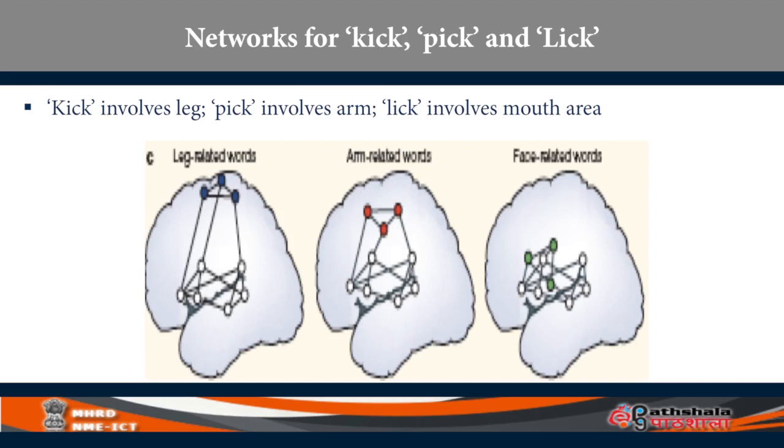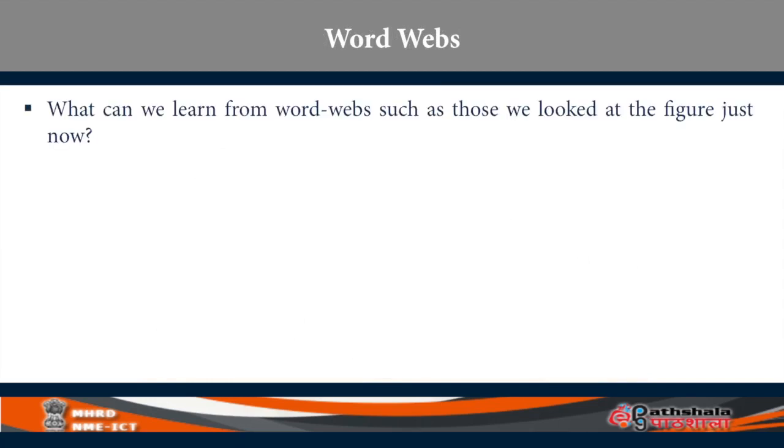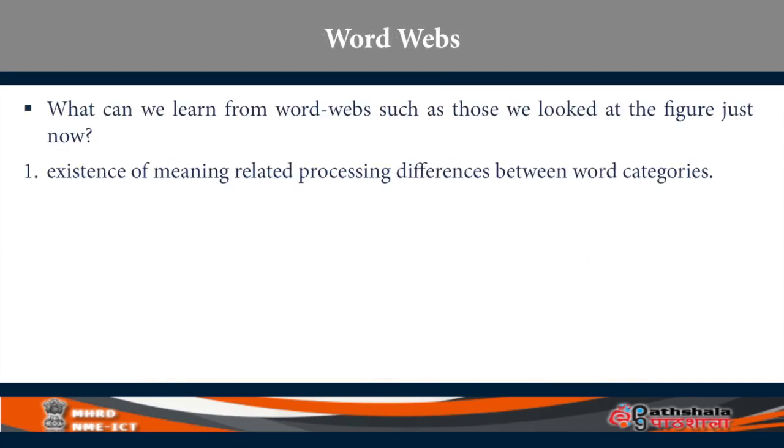It's a very interesting idea and you should read more about this by taking the additional readings mentioned in the e-text. But what we are talking about here is word webs. In other words, there exist meaning related processing differences between word categories. You have different types of words, they carry different meanings and the cortical networks are different.